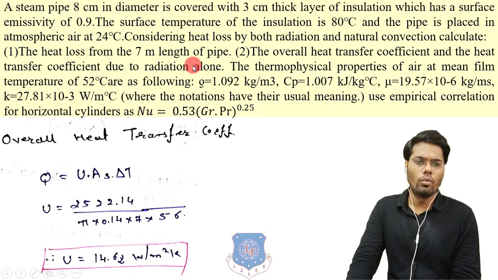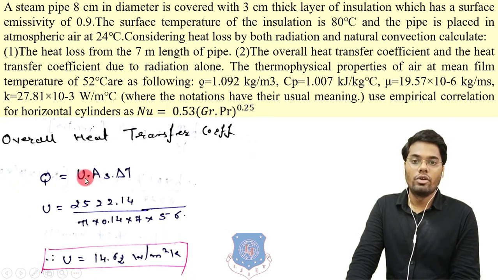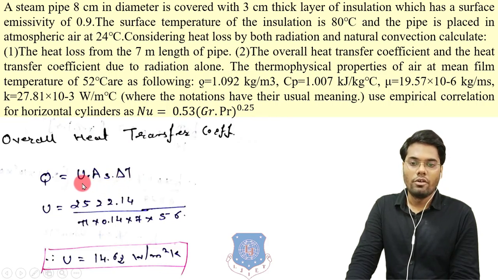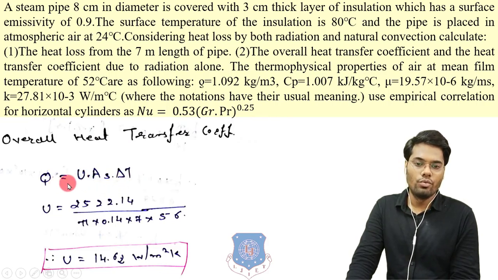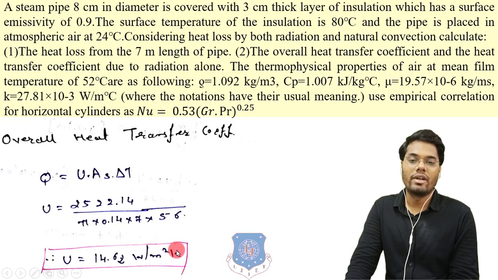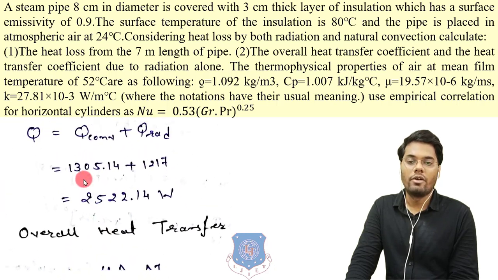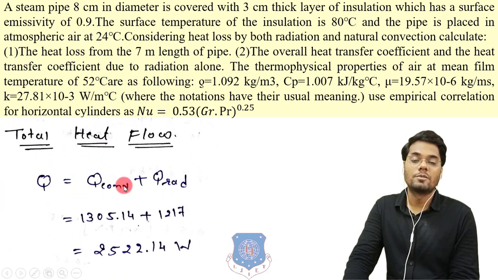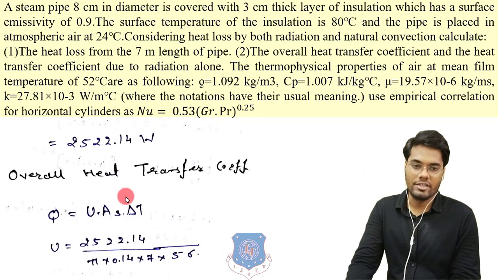Now if we want to calculate the overall heat transfer coefficient, it can be calculated by using Q is equal to U A delta T. In this equation, only U is unknown. We know the value of Q, we know the surface area, which is pi d l, and the temperature difference is delta T. By putting all the values in this equation, we get a value of U as 14.62 watt per meter square Kelvin. Here, for the overall heat transfer coefficient, we have taken the overall heat transfer rate by convection as well as by radiation.